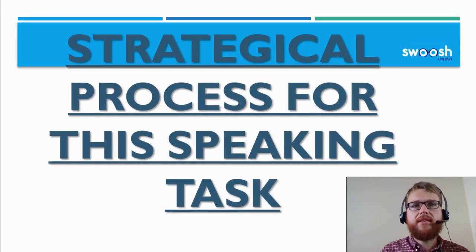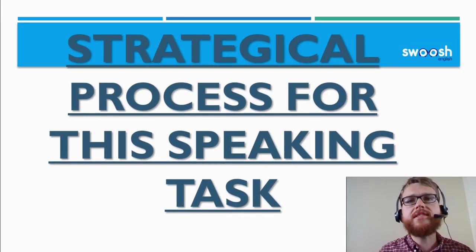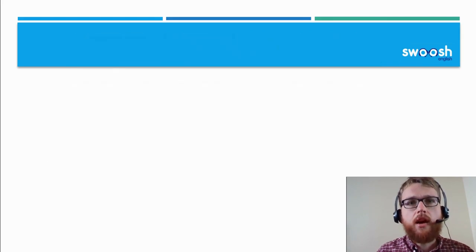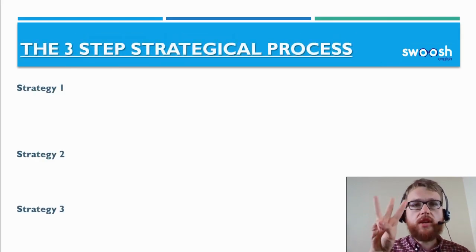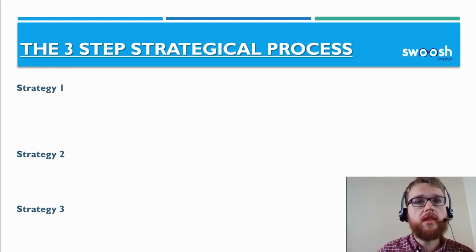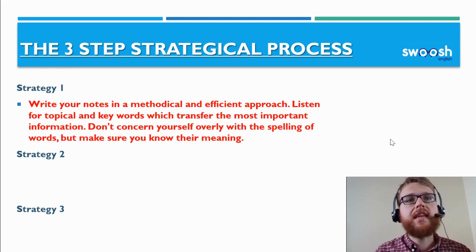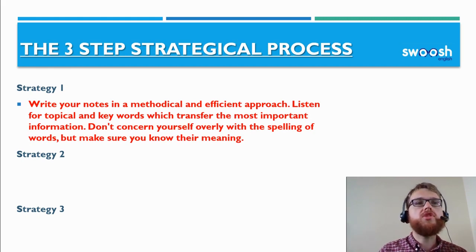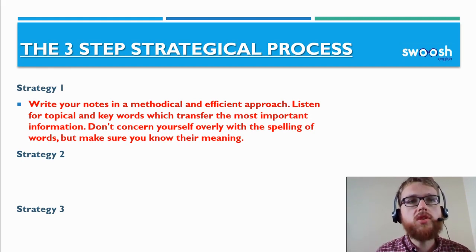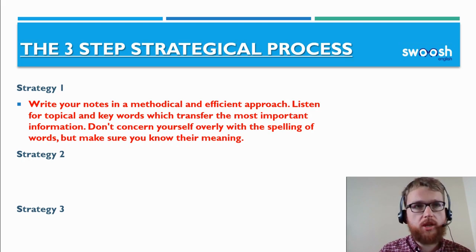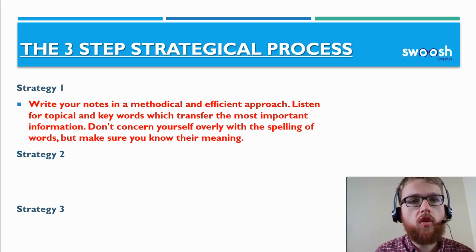Let's have a look now at the strategical process for this speaking task. We have broken down this task into 3 strategies today. Let's have a look at what those 3 strategies are. Strategy 1. Write your notes in a methodical and efficient approach. Listen for topical and keywords which transfer the most important information. Don't concern yourself overly with the spelling of words, but make sure you know their meaning.